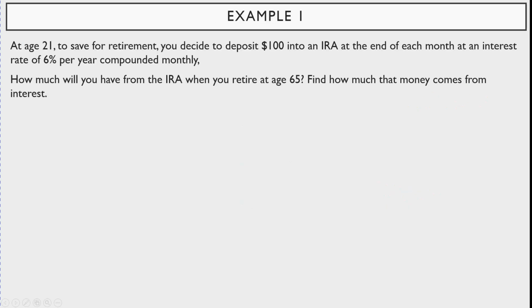Okay, so here's the first one. At age 21, to save for retirement, you decide to deposit $100 into an IRA, a retirement account, at the end of each month at an interest rate of 6% per year compounded monthly. How much will you have from the IRA when you retire at 65? And then it says find out how much of that money comes from interest as well.